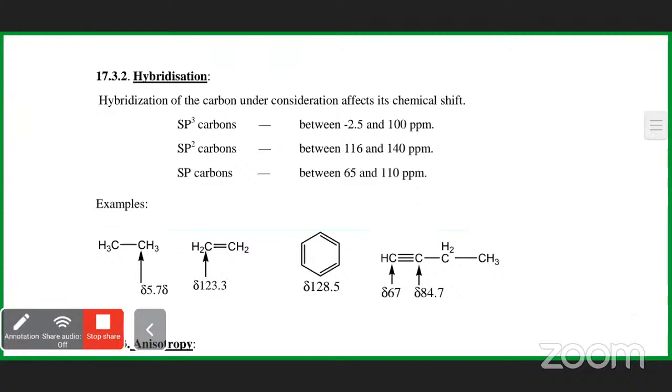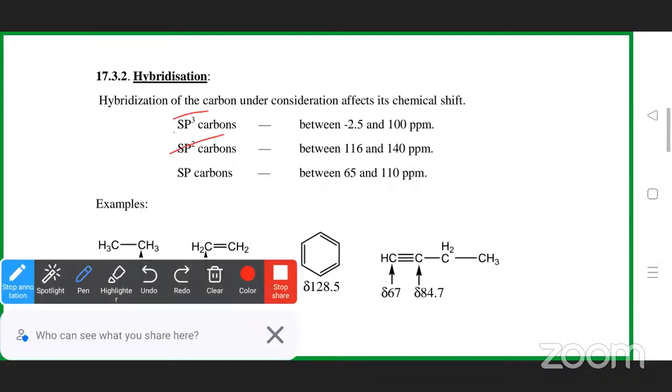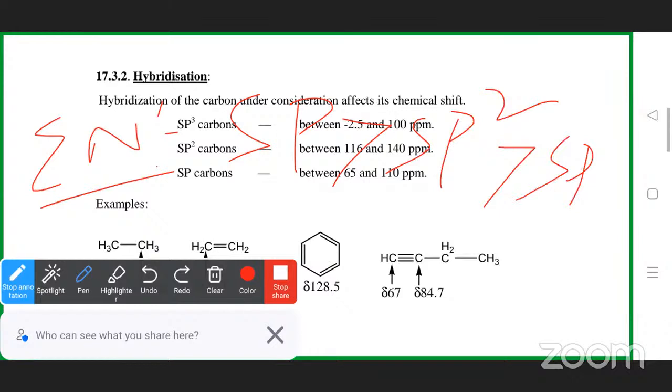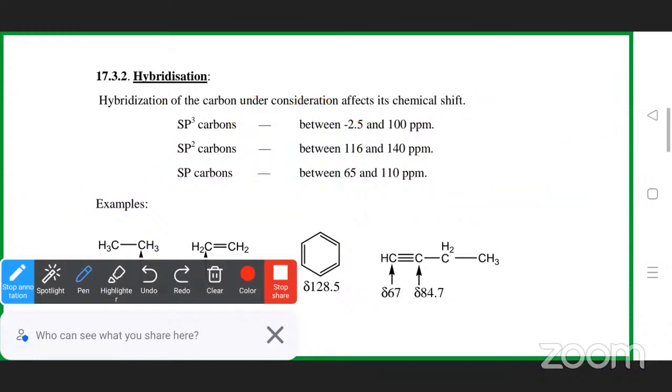And the hybridization. Generally, we know the hybridization, right? P to SP. When you see these hybridizations, the electronegativity order is sp, sp2, sp3. So you see here this hybridized carbon is 65 to 110, and sp2 carbon is 116 to, and this one is 5 to 100 here, right?